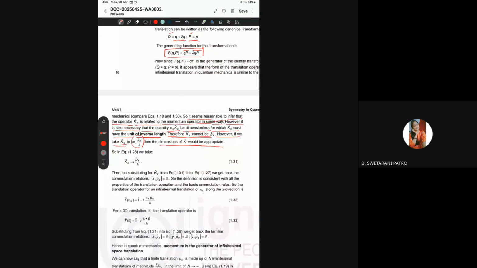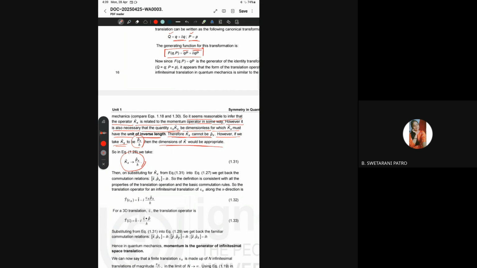So here, just by analogy, just by comparing, we are claiming that kx will be equal to px by h cross. Kx will be equal to px by h cross.